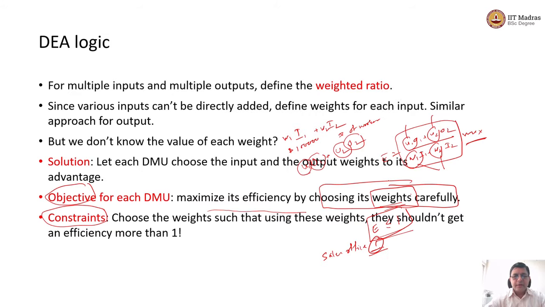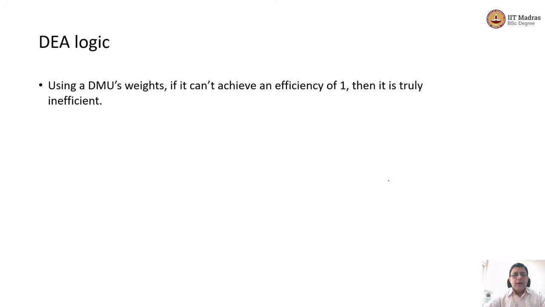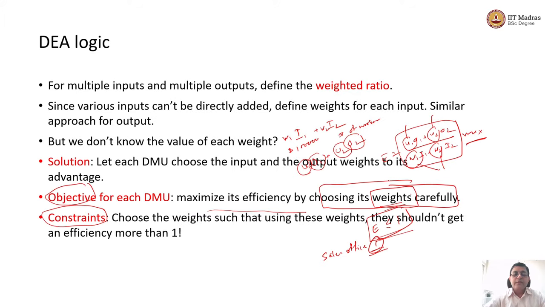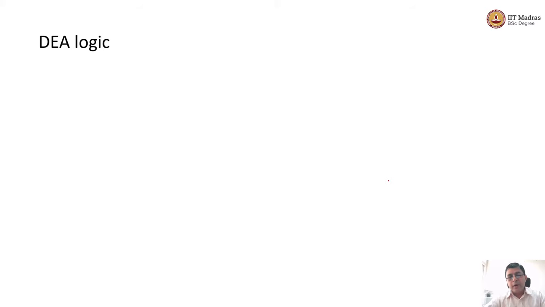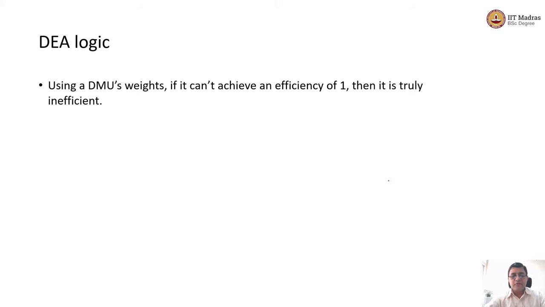Okay, going further, right? Obviously, every DMU has a right to choose their own input and output weights. Now, if using my own input weights and my own output weights, I can't reach the efficiency of one, that really means that I am not efficient, right? Let me repeat that argument. If I am given the freedom to choose any input weight and any output weight, I have the freedom to choose my own input weights and my own output weights. Using my own input weights and my own output weights, if I can't tell you that my efficiency is one, that really means I am not efficient, right? Clearly.